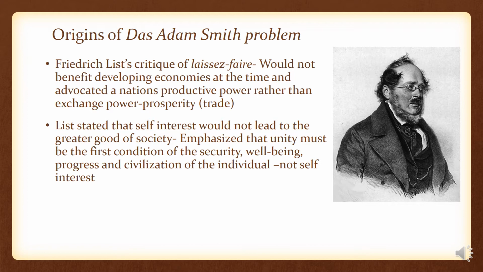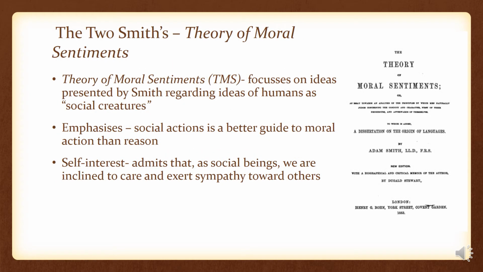Therefore, he emphasized that unity must be the first condition of the security, well-being, and progress and civilization of the individual, and not self-interest as Smith presents in his Wealth of Nations. Wilson and Dixon broke the Smith up into two Smiths, and therefore called them two Smiths, because they saw one Smith writing from a different perspective while writing the Theory of Moral Sentiments and another in the Wealth of Nations.